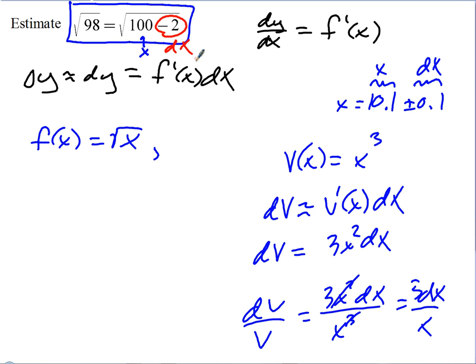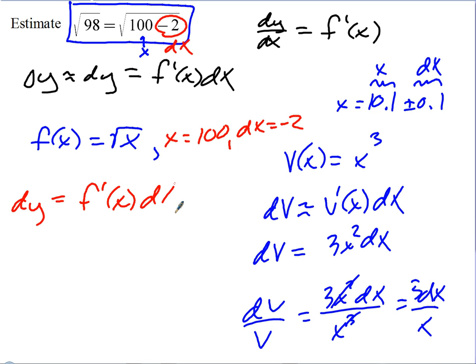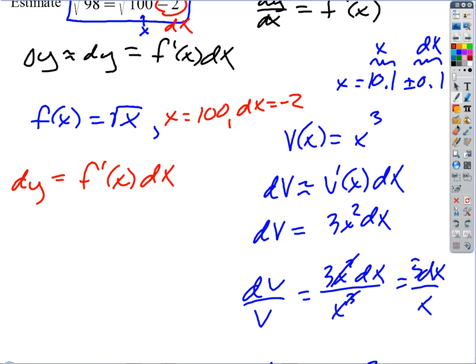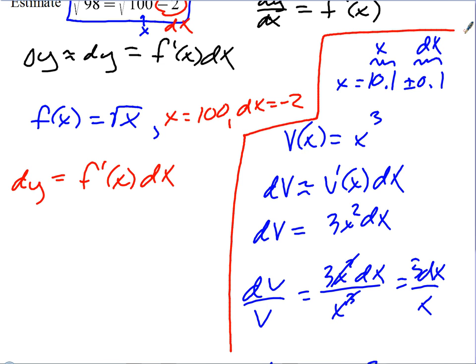And so if we do that, then we got f of x is square root of x is 100, dx is negative 2, right? And we could say then that dy, in this case, is equal to, what is f prime of x? Well, we'll see. Yeah, we'd have to do a little calculus there, wouldn't we? This is getting kind of messy.